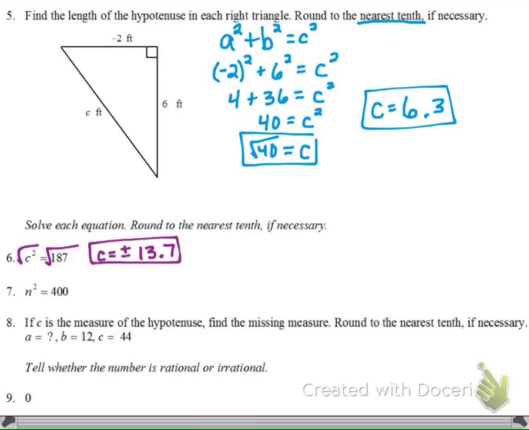Alright, same thing with number 7. I have to square root both sides. So n equals, and we should know the square root of 400 is 20. So the answer is n equals plus or minus 20.